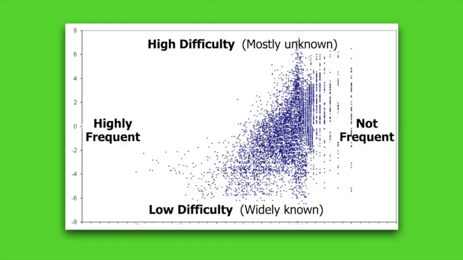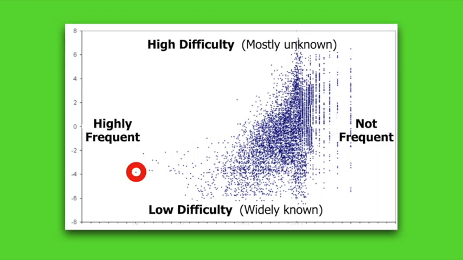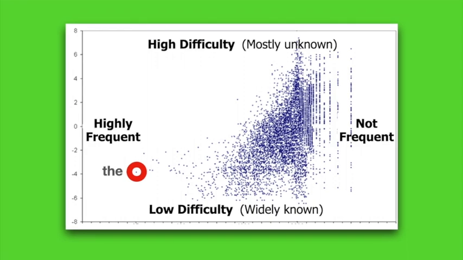Today, we can plot and study all 16,736 words by two factors, frequency and difficulty. Frequency is on the horizontal axis and difficulty is on the vertical axis. This word, way over here on the left, is the most frequently occurring word in English. Can you guess what it is? If you guessed the, you guessed correctly.